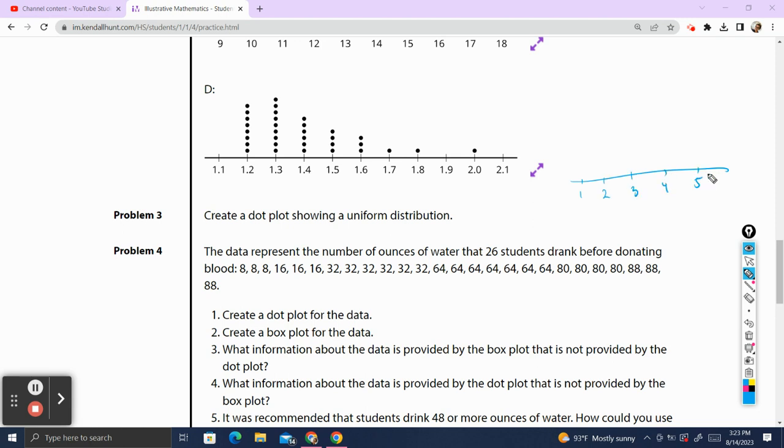And uniform means there's the same number of values for each one. So if I have 3 values for 1, we're going to have 3 values for 2. We'll have 3 values for 4, 3 values for 5. And there we go. That's my uniform distribution. For each value, it's the same.